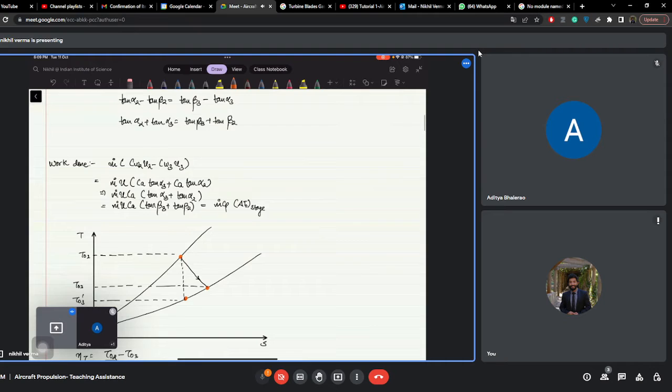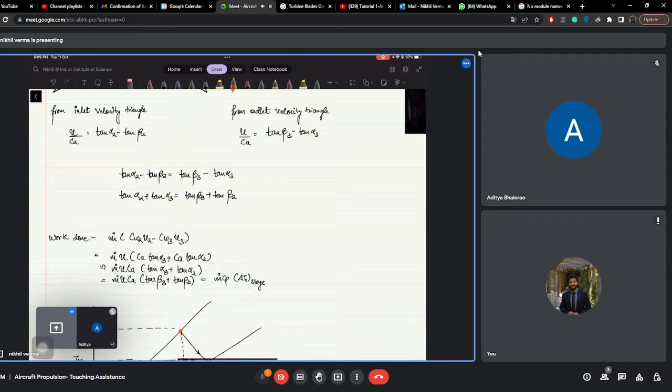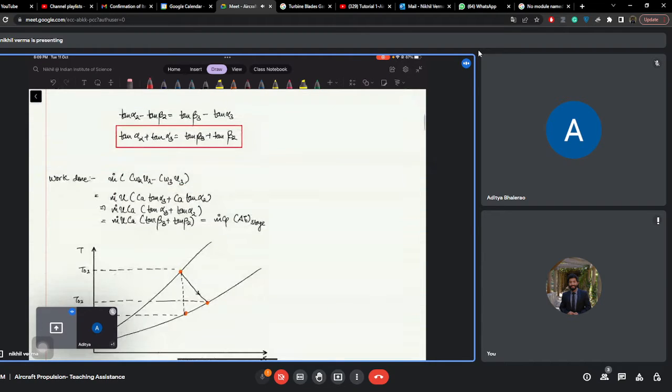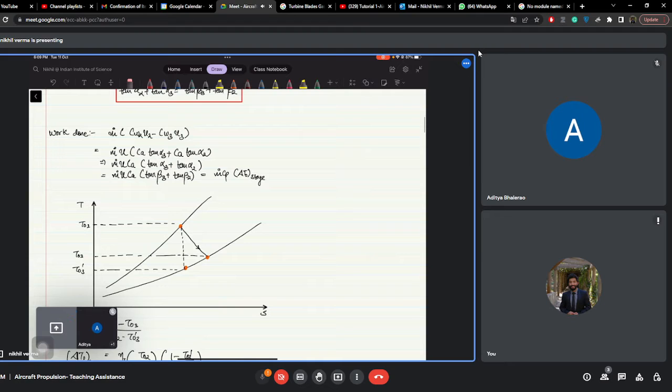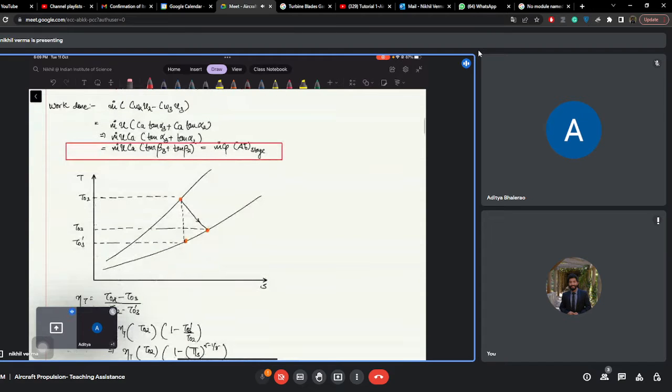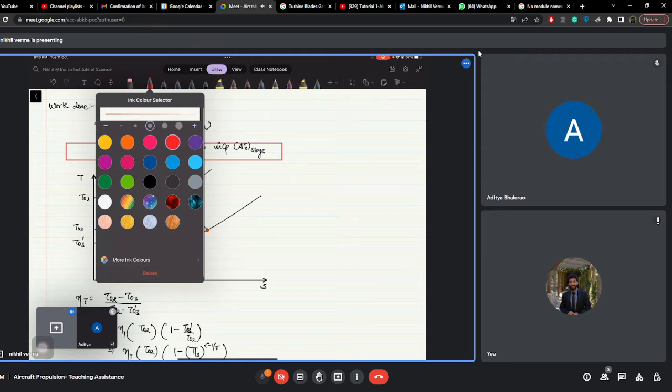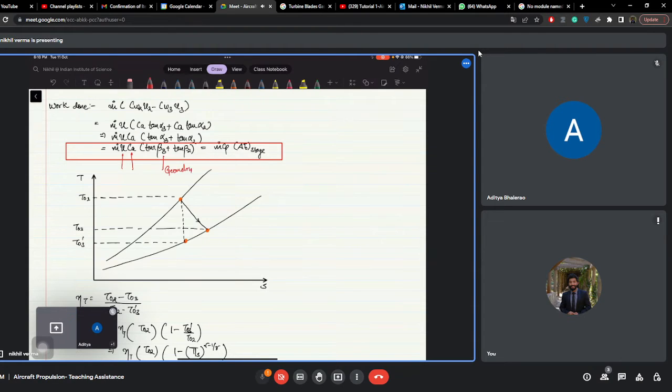formulated, and these are the identities that have already been taken up by the professor. And this is your work done by the turbine. That depends on your axial velocity, the velocity at which the rotor blade is rotating, the blade speed, and the geometry of the blade. Also, you have the mass flow rate.